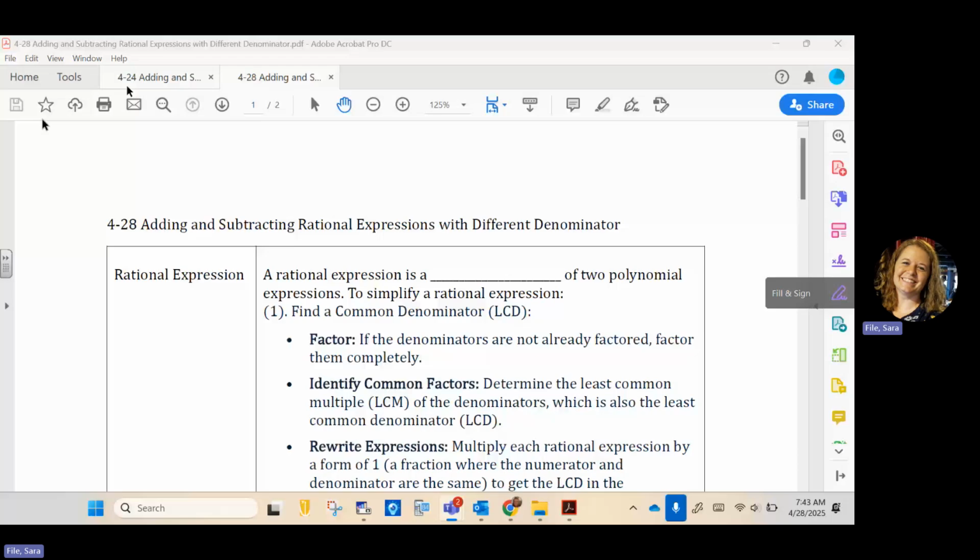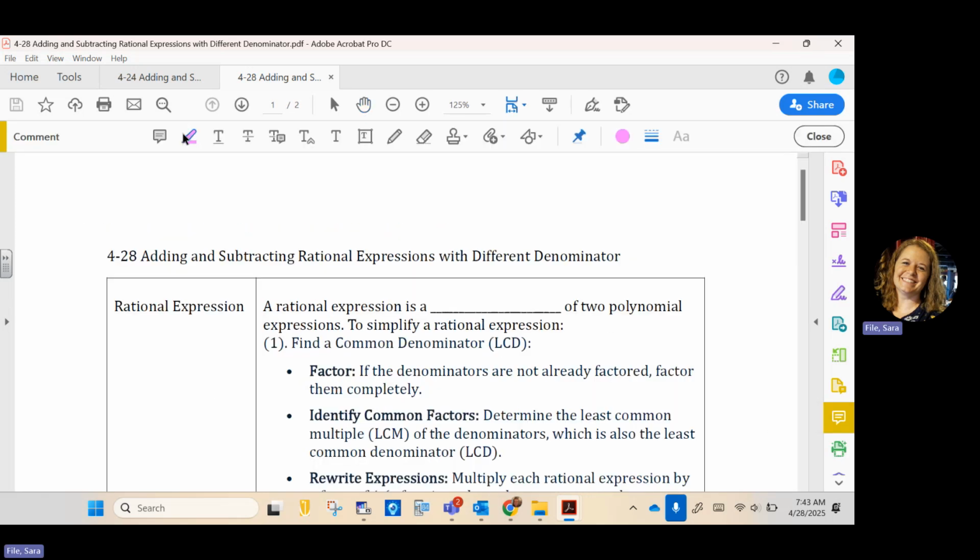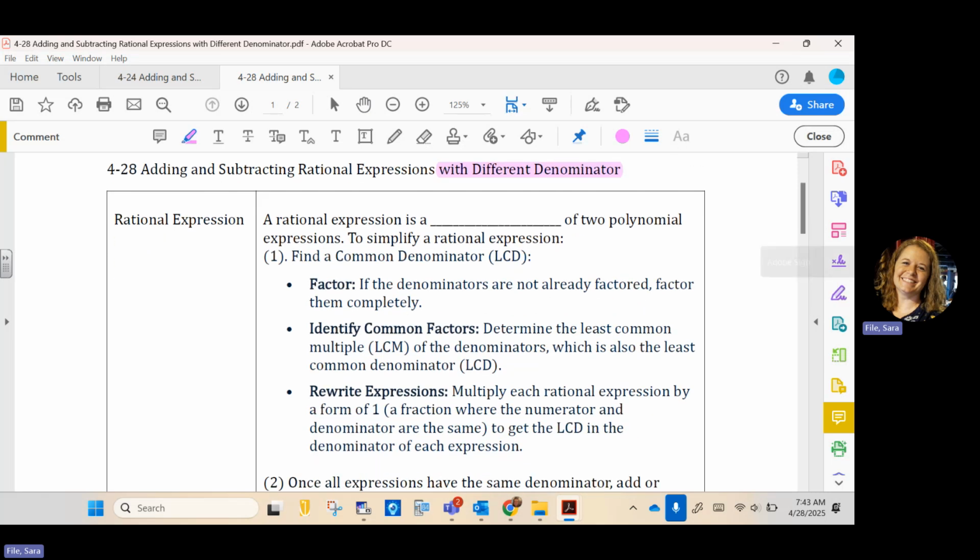It's the same day. We just did the 424. Now we're doing the one that says 428. We combine these to a single day. So on the 428 page, we're still adding and subtracting rational expressions, but this time they have different denominators. There is not a common denominator already there for us.